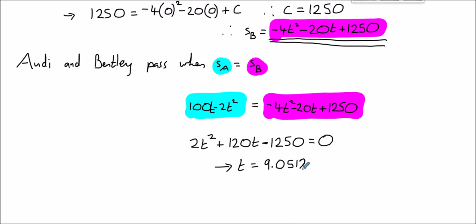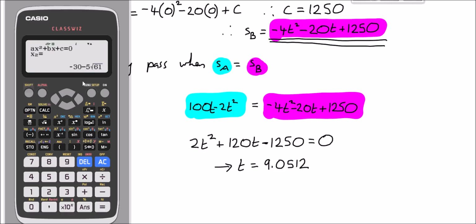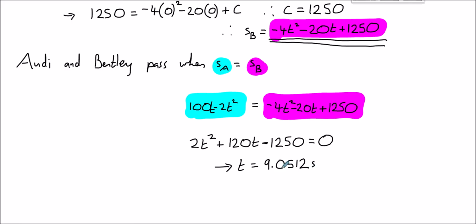I'd expect that to be the only solution. How could they pass again? But let's just double check. The other solution is this. Press SD to get it into a decimal, and you can see that's a negative time, which doesn't really make any sense. And so the time where we're going to pass is after 9.0512 seconds.